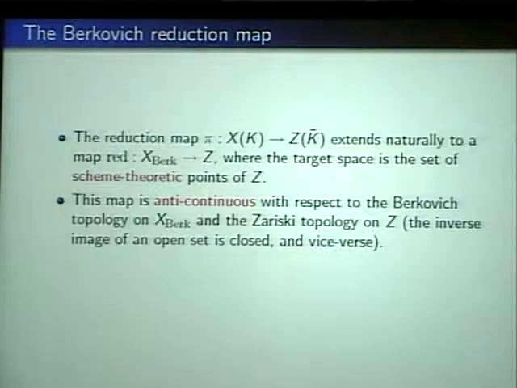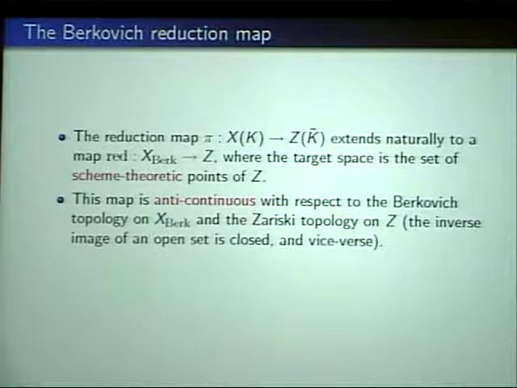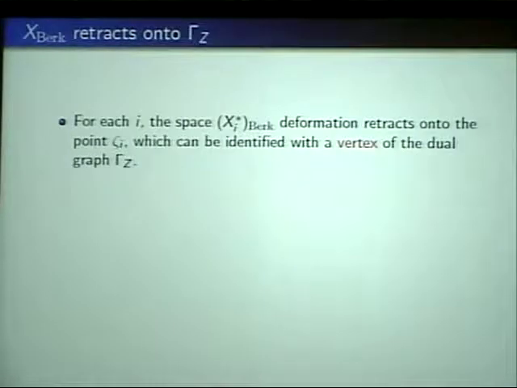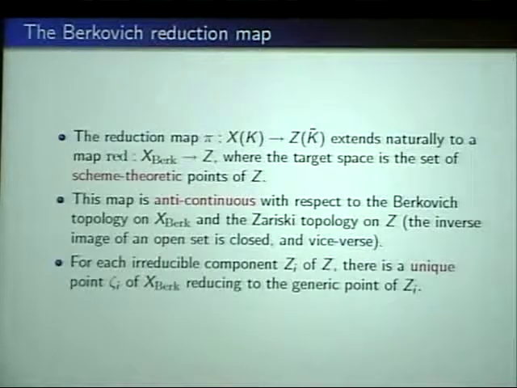But the interesting feature of this map is that it's anti-continuous with respect to the Berkovich topology on X and the Zariski topology on Z. So the inverse image of an open set is closed, and the inverse image of a closed set is open. And for each irreducible component of the special fiber, there is a unique point of the Berkovich space which reduces to the generic point.